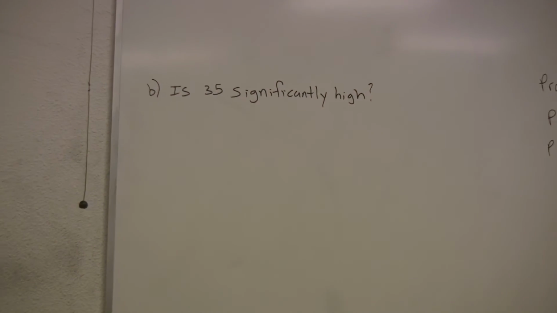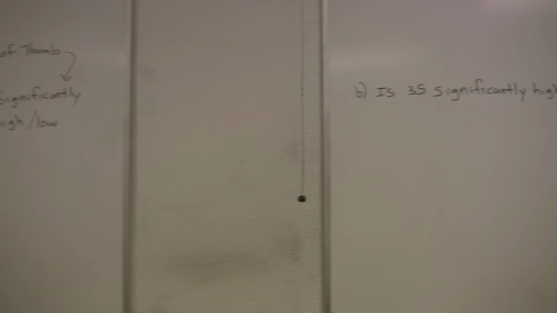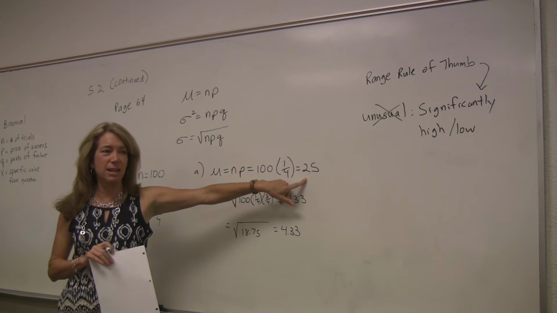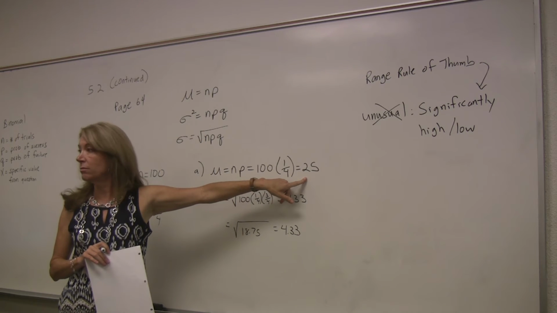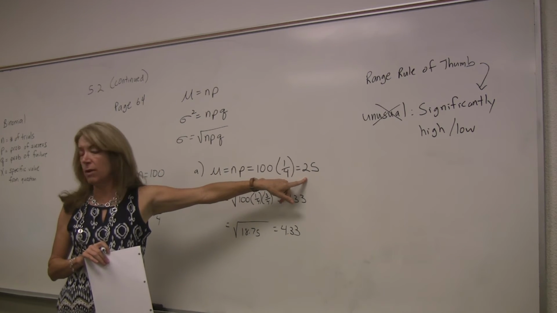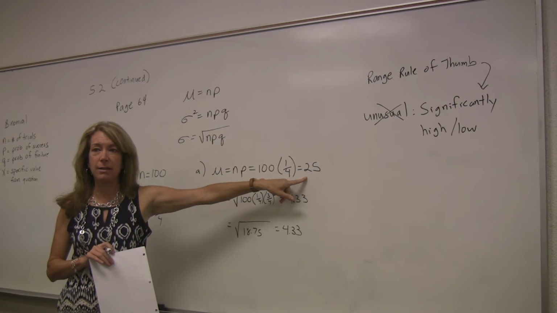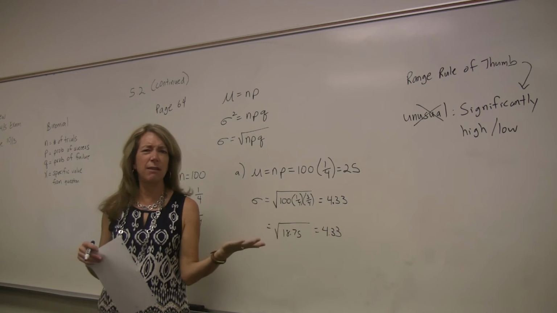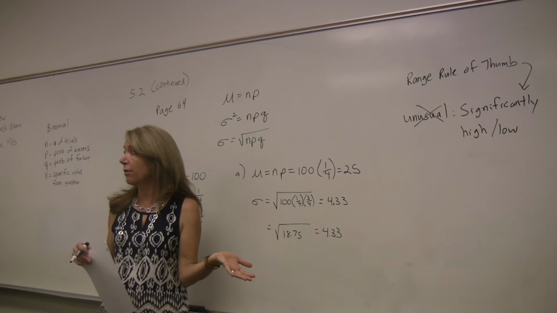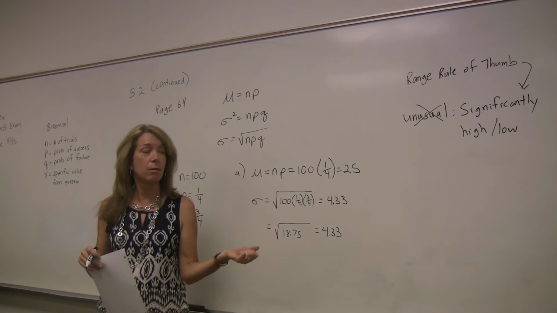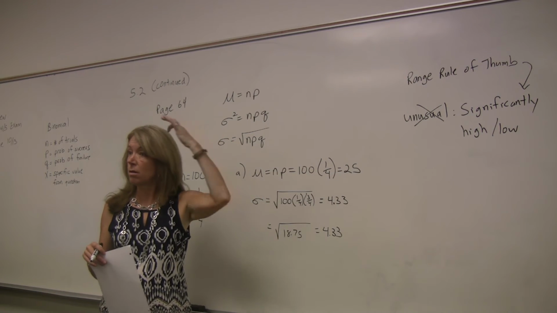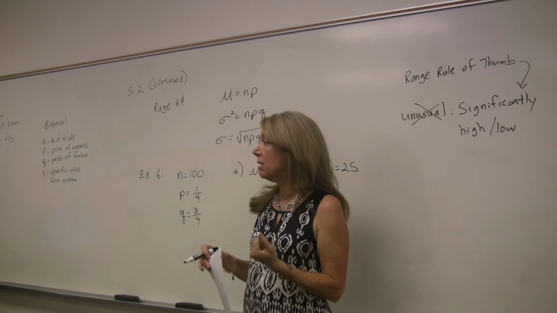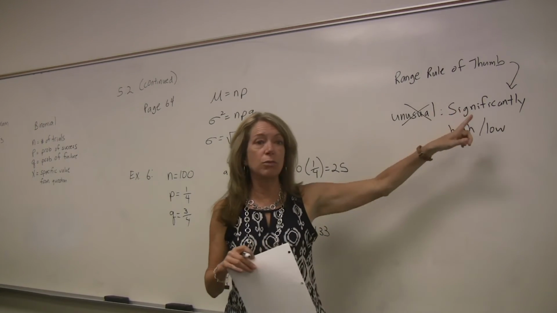Because remember, the mean is the expected value. We expect if somebody guesses that they're going to get 25 right. If somebody just guesses on 100 questions, we expect they're going to get 25 correct. And question B wants to know, well, if they got 35 right, is that really significant, or could that have just happened by chance? Everyone okay with the question? There are 2 ways to answer it. One's with probabilities. The other one is by using the range rule of thumb.